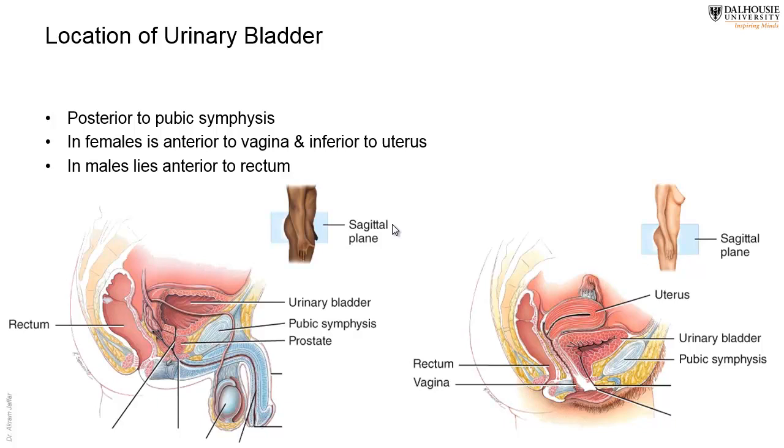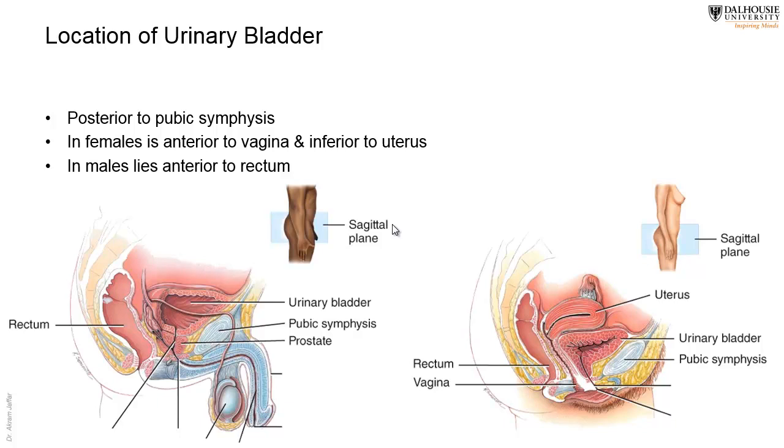This is where the urinary bladder is located. Here is a mid-sagittal section in the female and in the male. In both sexes, the empty bladder is present in the pelvis, behind the pubic symphysis. Remember the two hip bones come together in the midline, and there's a cartilaginous joint called the pubic symphysis. So the bladder is located, whether in the male or in the female, behind the pubic symphysis.